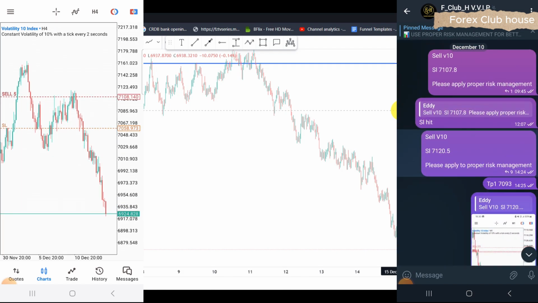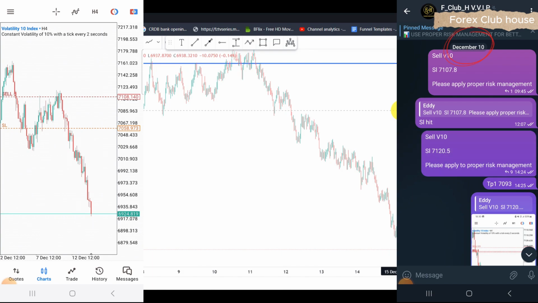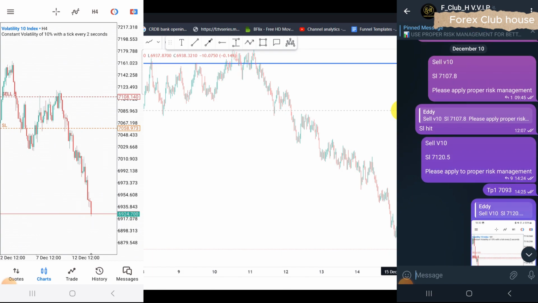We can see here that we did say on the 10th of December, today is the 15th, that sell volatility 75 index and the SL is there.